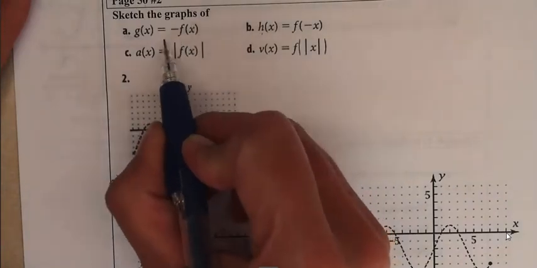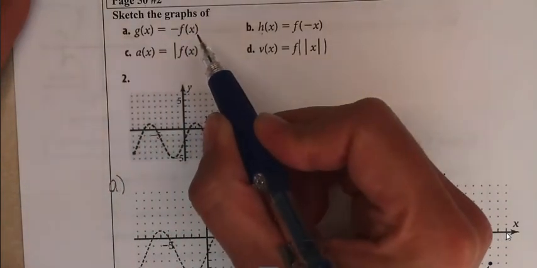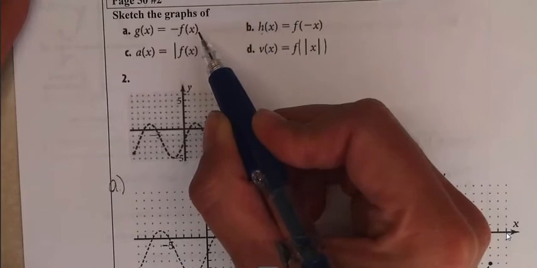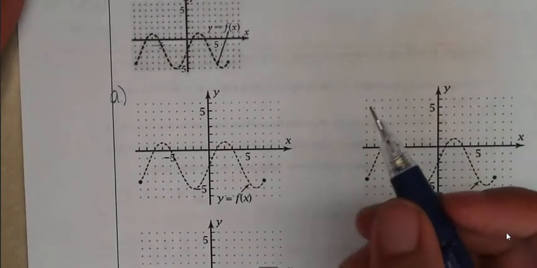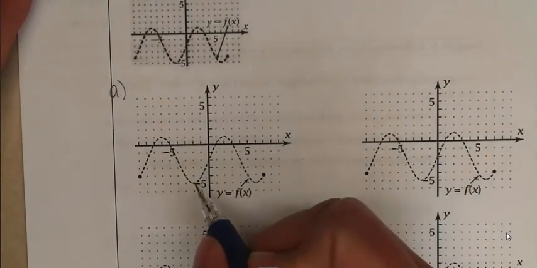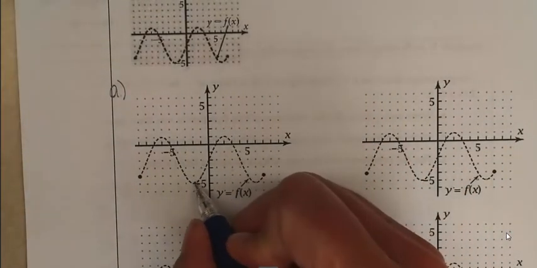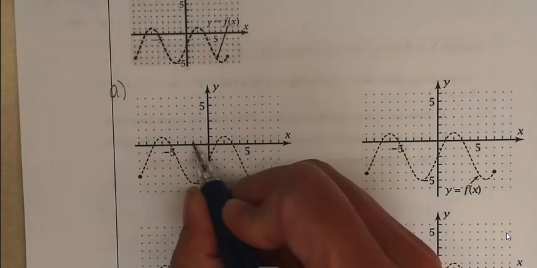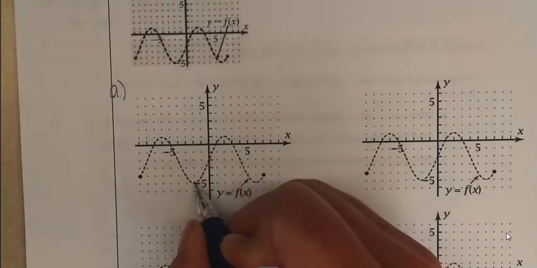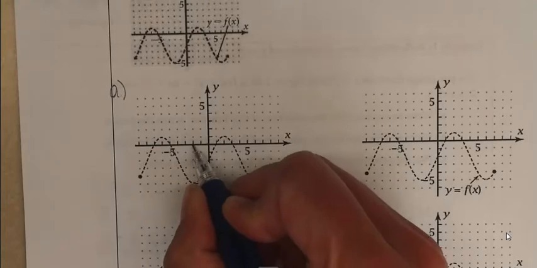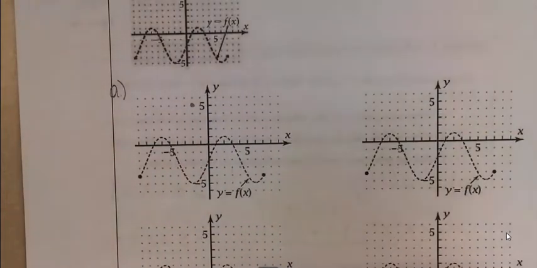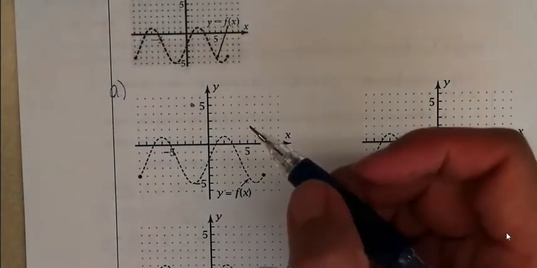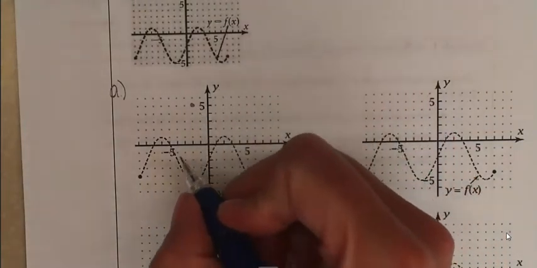the opposite of my outputs, which basically means that I have a reflection over the x-axis, right? So this is a reflection over the x-axis. So I'm going to look at all of my outputs and I'm going to do the opposite of them. So if I think about this output, for example, at negative 2, I have an output of negative 5. Well, at negative 2, if I reflect that output of negative 5, I end up at positive 5.